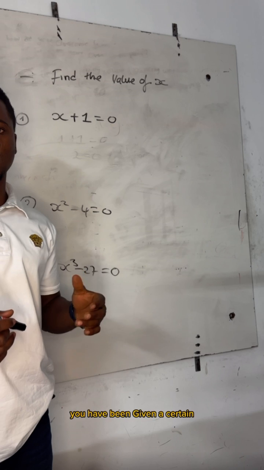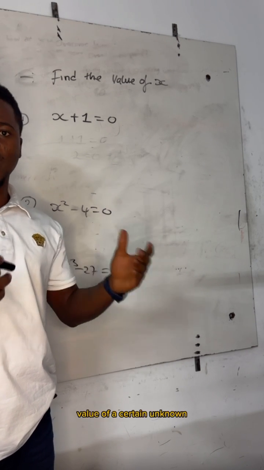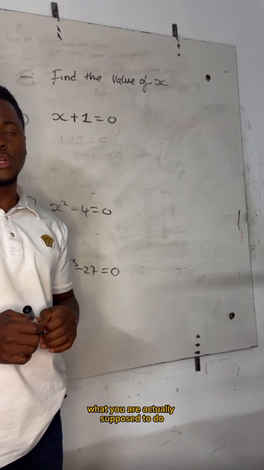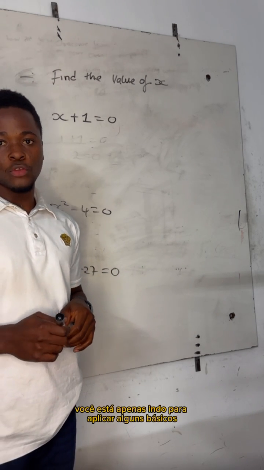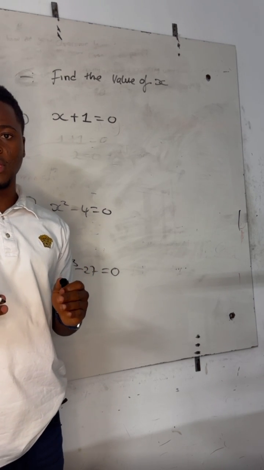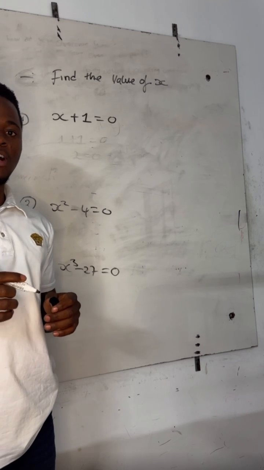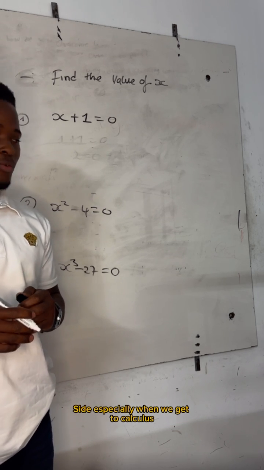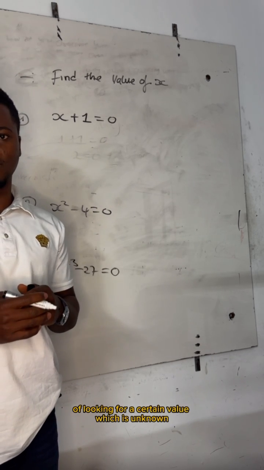We have been given a certain equation to reproduce a certain value of a certain unknown. Now in this case, what you are supposed to do when you encounter something like this is simply apply some basic rules, because I know most of you have come across this and you know it's simple. Some of you are going to face difficulties when we enter the deeper side, especially when we get to calculus. So let's start where the problem begins, of looking for a certain value which is unknown.